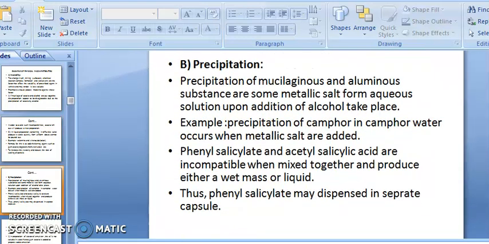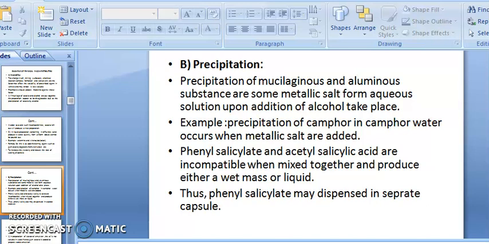Then next is precipitation. There is a precipitation of mucilaginous and aluminous substances or some metallic salt from aqueous solution upon addition of alcohol. When we are adding mucilaginous or aluminous substances or metallic salt in aqueous solution, this leads to precipitation. When combining mucilaginous, aluminous substances plus metallic salt plus aqueous solution plus alcohol, it leads to precipitation.